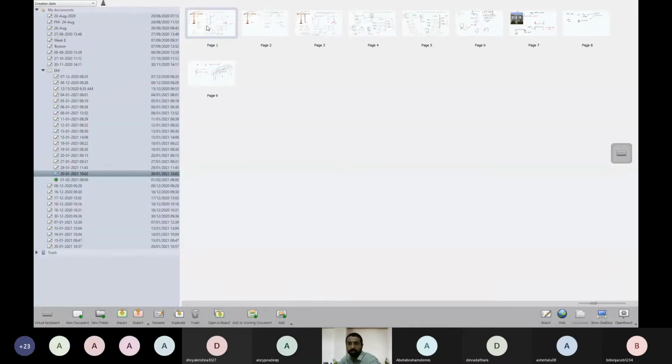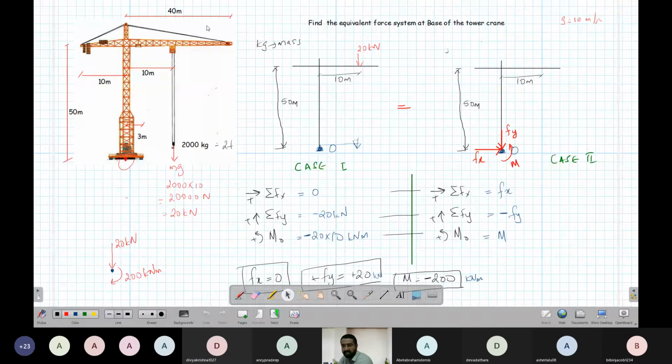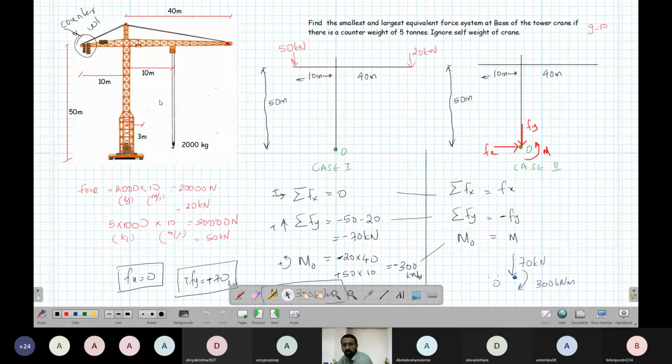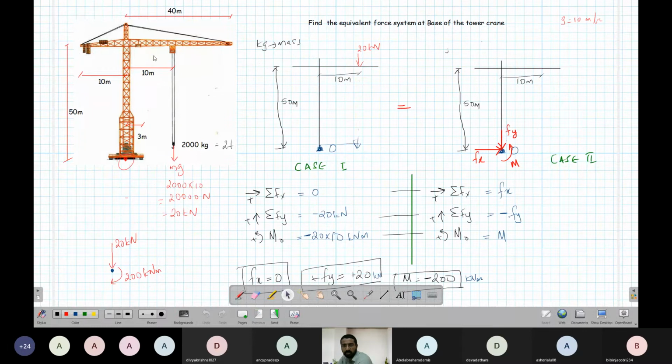So last class, we solved some problems. In this problem, we were trying to find the crane load and the support load. What is the equivalent load here, or more or less, what is the reaction or support load coming on the ground? So this is also similar to the equivalent load concept. This load is not transferred.